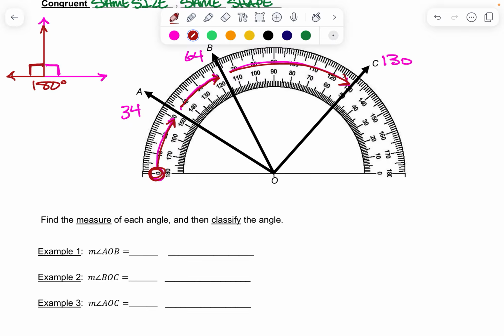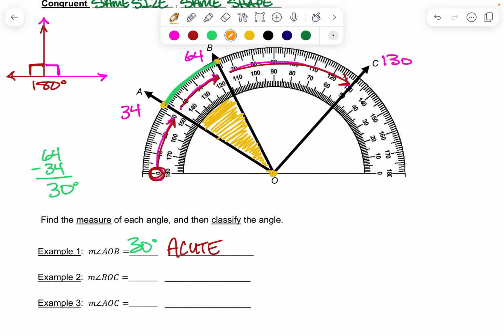So with angle AOB, that's the angle that starts at A, goes to O, and then terminates at B. So it's this wedge right here. That's what we're looking for. To find that, you need to find the difference between these two values. The difference is 64 minus 34, which leaves me 30 degrees. So we would say angle AOB is 30 degrees. 30 is less than 90, so we would say this angle is acute.